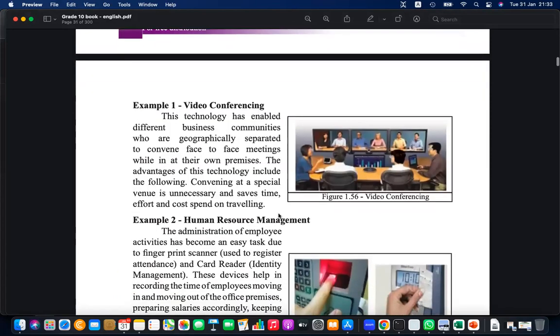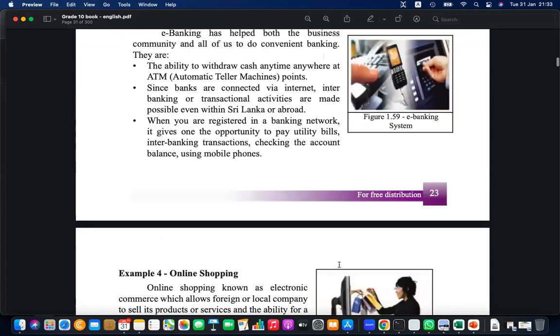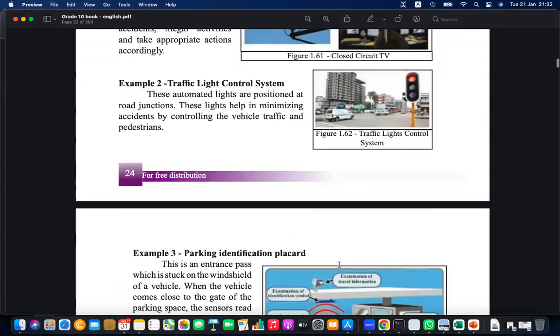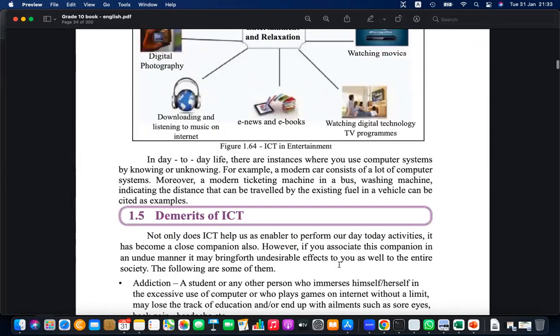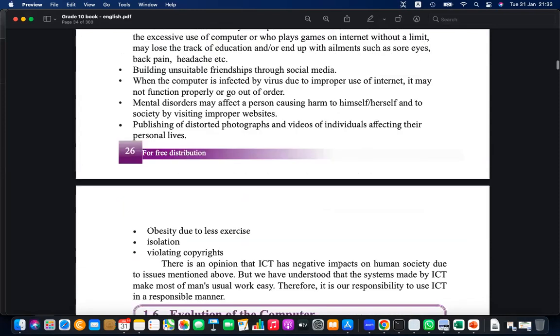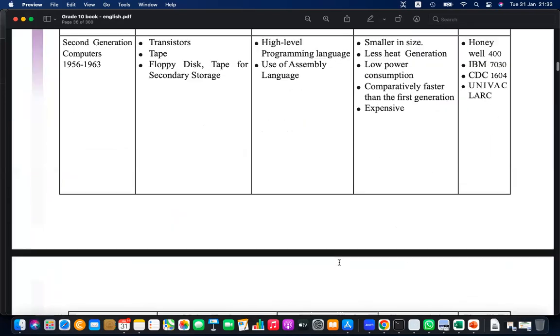Employee management, video conferencing, human resource management, e-banking, telemedicine, online shopping, ICT in transportation. We have learned all these things, but ICT in entertainment like YouTube, Facebook, social media, etc. Demerits means disadvantages. I am really just summarizing this.